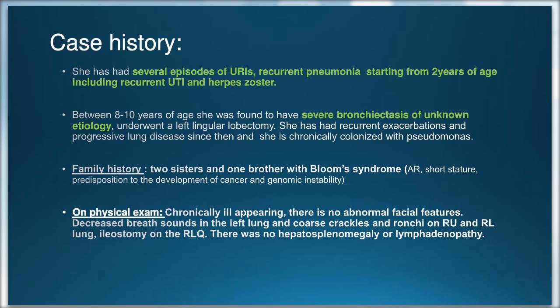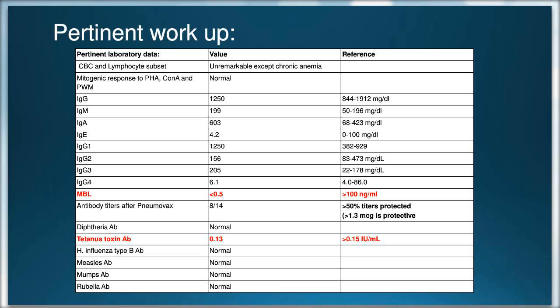Okay, should I go ahead? Yes, I think you can go on with the lab results. Immune workup. In terms of important labs, she had a normal CBC and lymphocyte subsets, except for chronic anemia. Her mitogen responses were normal. Her immunoglobulins as well as IgG subclasses were normal. The only thing abnormal was MBL, undetectable. She had normal antibody titers after pneumovax, diphtheria, H influenza, MMR, but only a borderline tetanus toxin. Do you have any questions at this point?